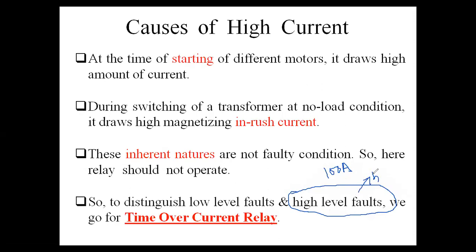That is device number 50. And for low level faults like LG fault, LLG fault or line to line fault, these are low level or transient faults. For this type of fault, we use time delay operation, time over current relay operation. Next I'm going to discuss time over current relay, and how we can give the time delay.